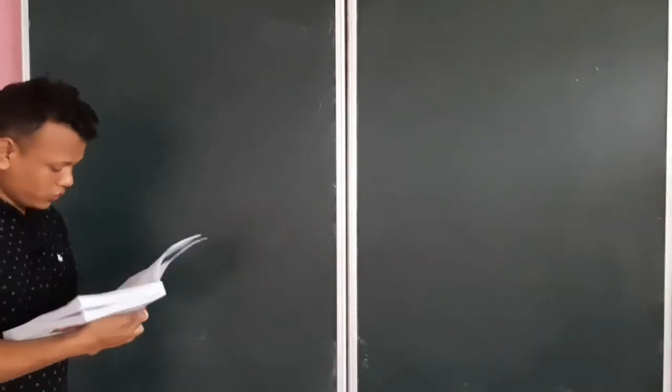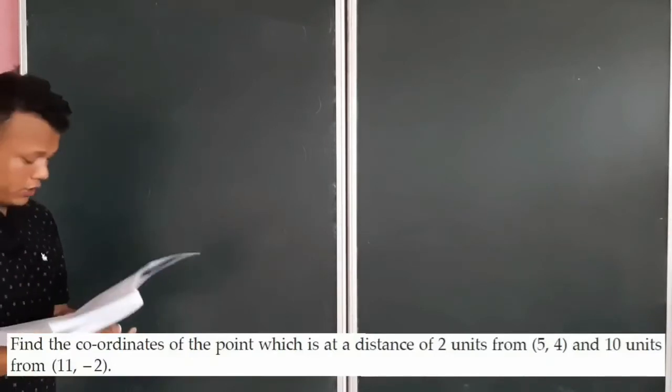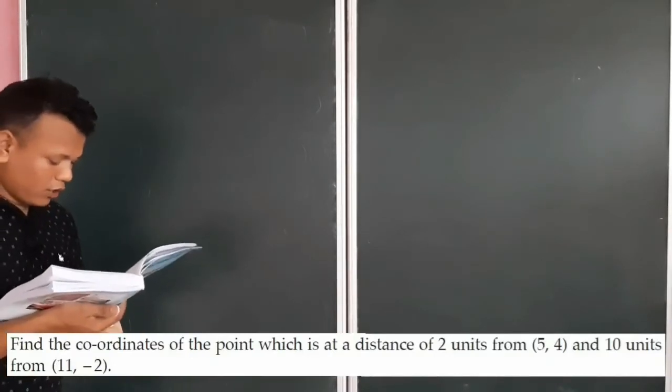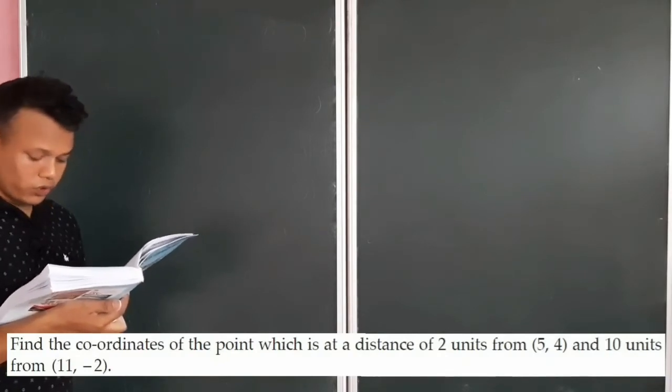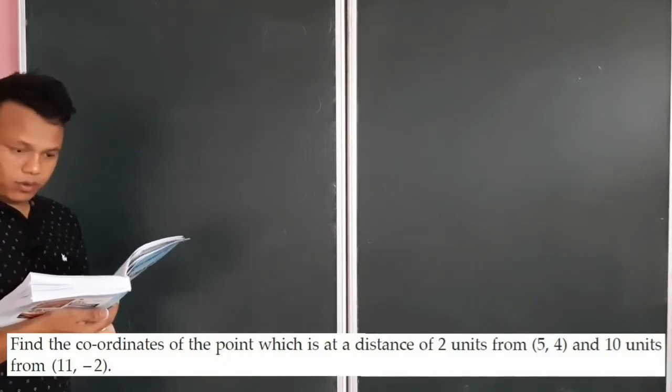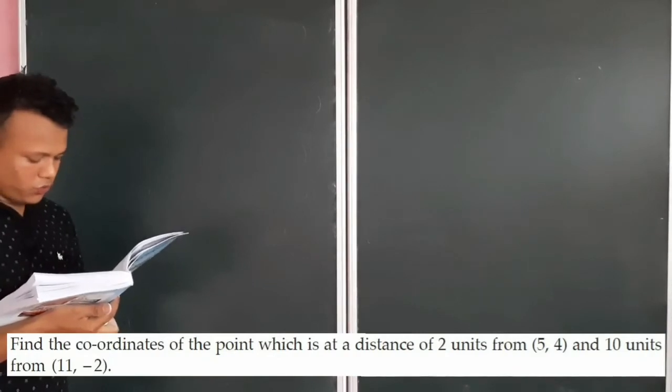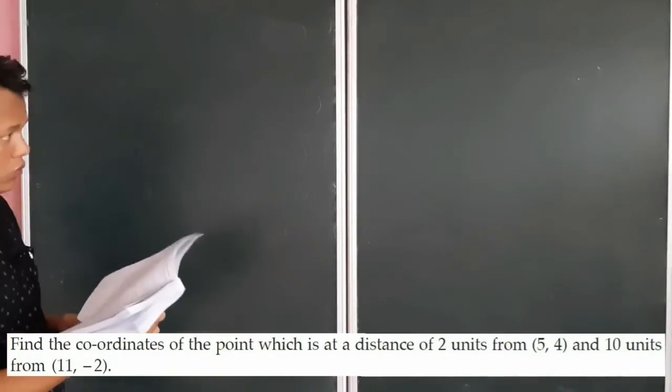Okay, let's move on to the 12th problem. The question says, find the coordinates of the point which is at a distance of 2 units from (5, 4) and 10 units from (11, minus 2). What's the meaning of this?